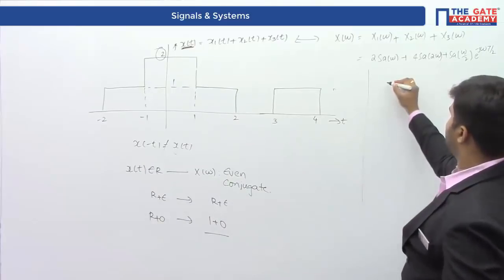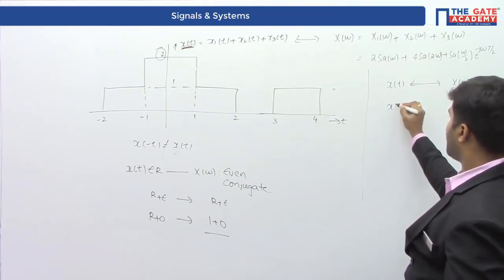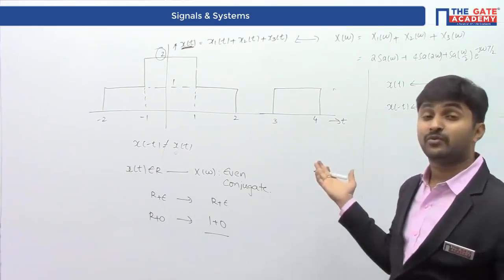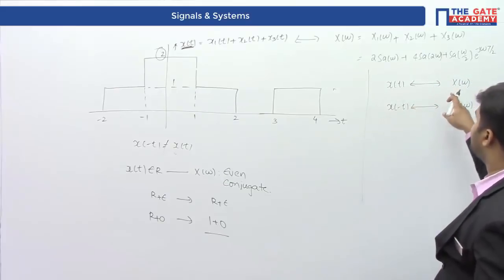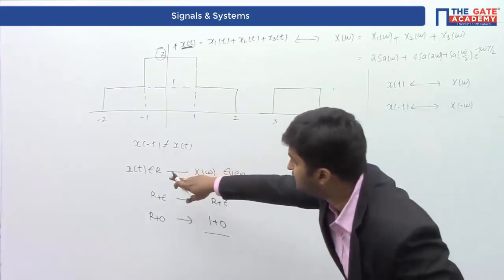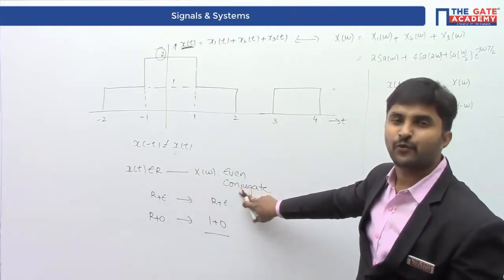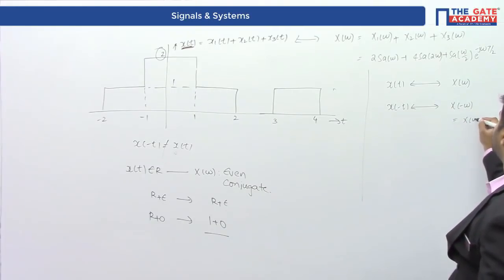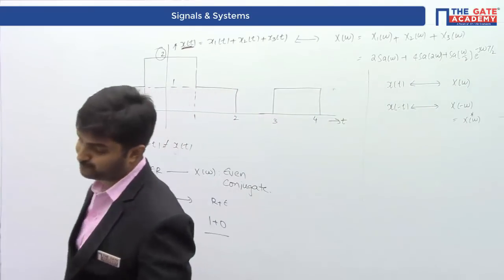Please tell me one thing: if I have a signal x of t which has the Fourier transform x of omega, then the signal x of minus t will have the Fourier transform x of minus omega using the time reversal property. Whenever I apply time reversal here, there will also be a frequency reversal. But we know that the signal x of t is a real signal. Then x of omega will satisfy even conjugate. What does it mean? It means that x of minus omega will be equal to x of omega conjugate.